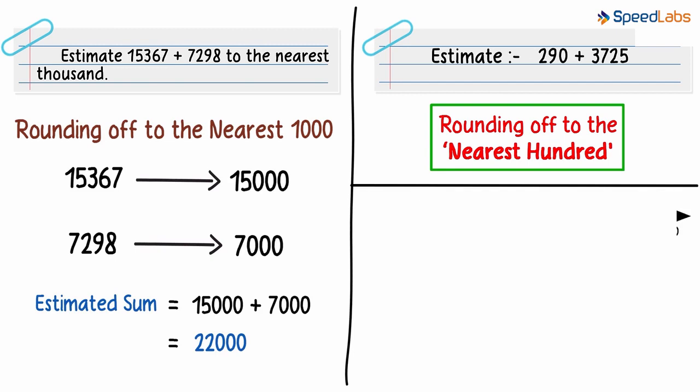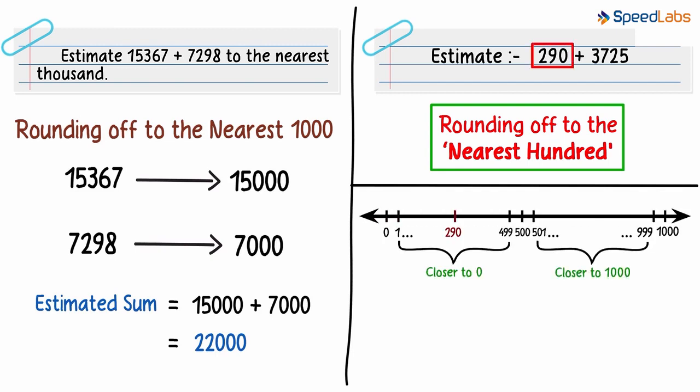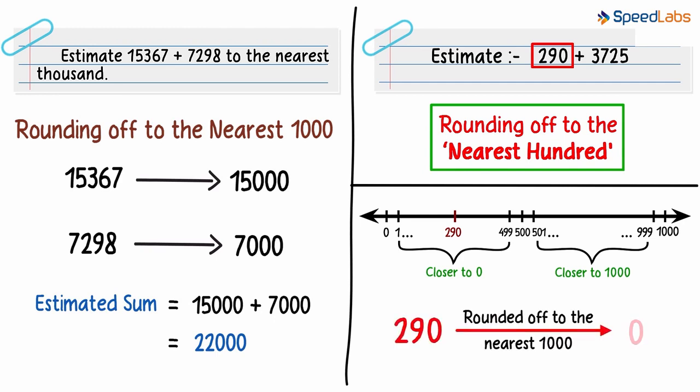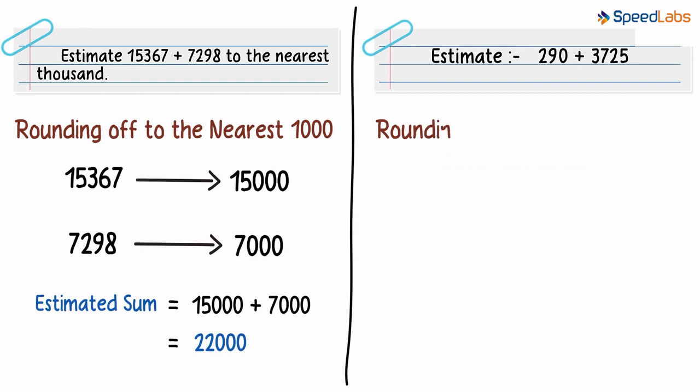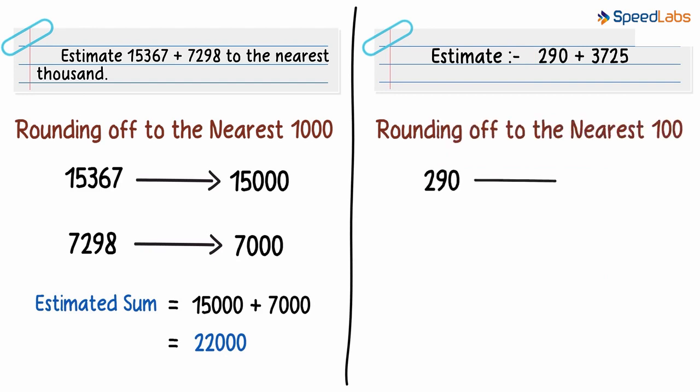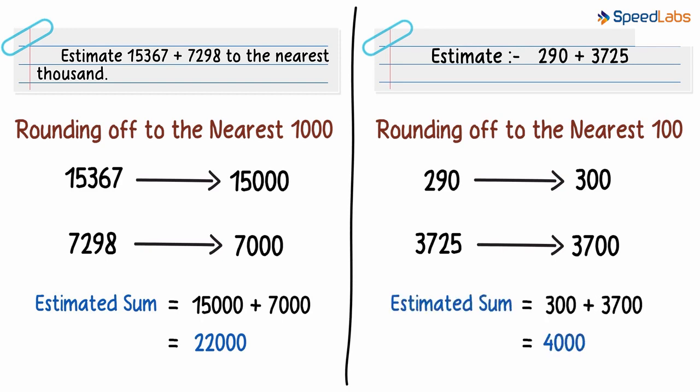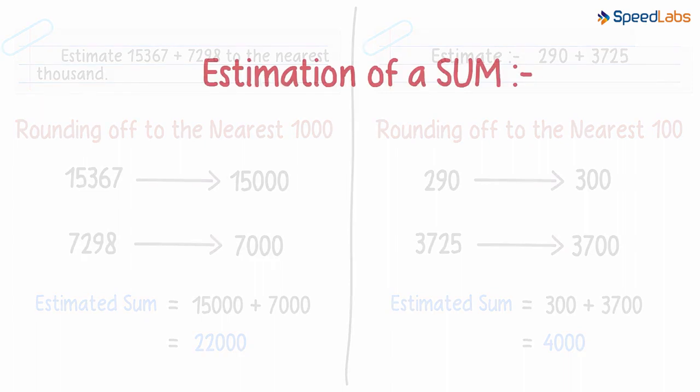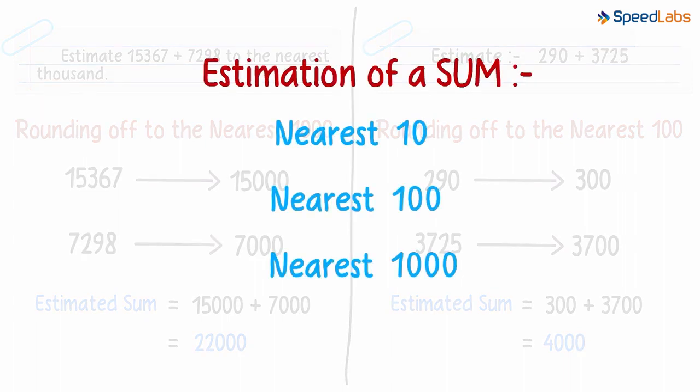Why do we do that? Because in this case, the number 290 is really far from the nearest multiple of 1000. If we round it off to the nearest 1000, then we will get a 0. So rounding off to the nearest 100 gives us these two numbers. Now we can work out the estimated sum as 4000. You can make some more examples of estimating a sum to the nearest 10, 100 and 1000 for practice.